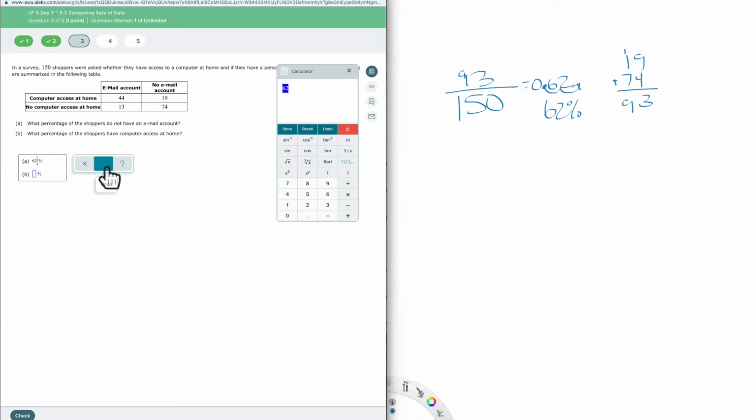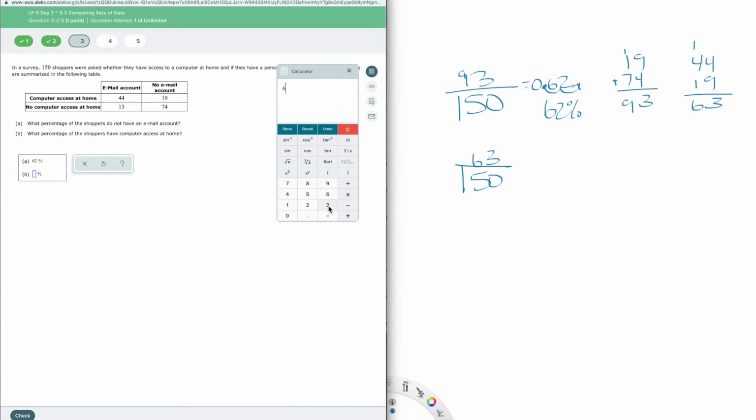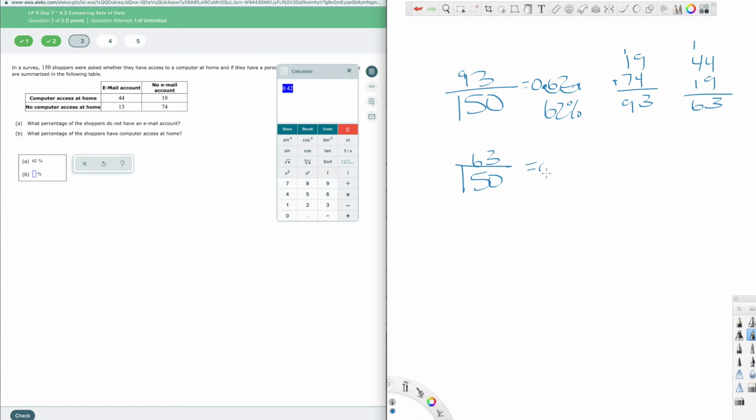All right, what percentage of shoppers have computer access at home? So again, we have all the shoppers. What percentage of the shoppers have computer access? So computer access is across here. So it's 44 and 19. So 44 and 19 together, I have 13 again, 4, 5, 6. So 63 out of 150. So let's go 63 divided by 150 equals 0.42. So again, I can multiply by 100 or just go 1, 2. So it's 42%.